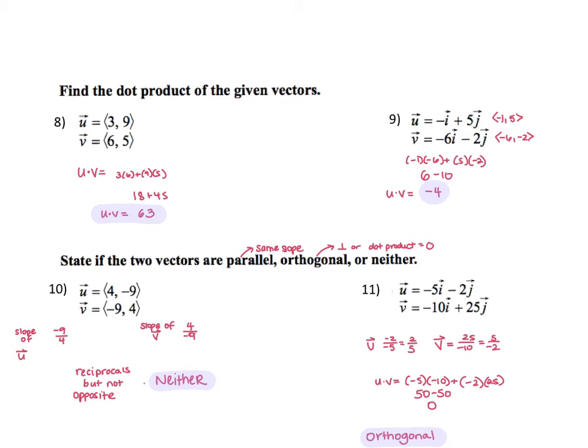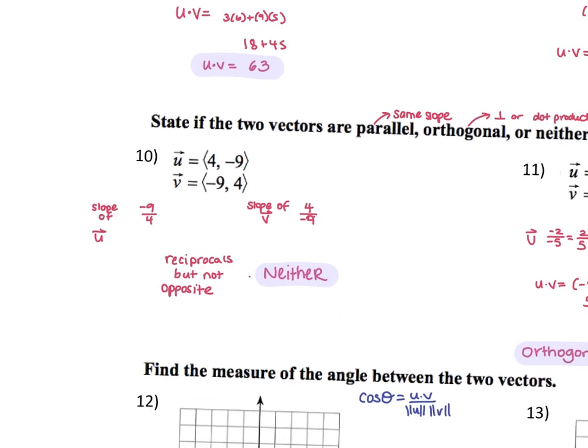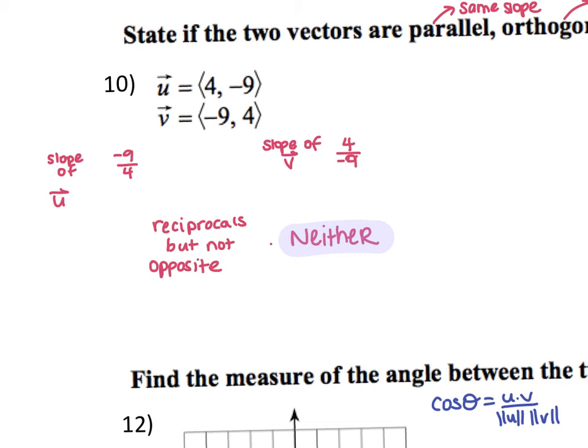And then 10 and 11 were the relationship between the 2 vectors. Are they parallel, are they orthogonal, or neither? So remember, parallel, we want to compare their slopes. If you look at a vector in component form, that's change in x, comma, change in y. You can put either one over either as long as you're consistent. But if I wanted to find the slope of u, I would have put the change in y over the change in x, which is -9 over 4. The slope of v is 4 over -9. They are reciprocals, but they're not opposites. So they either have to be exactly the same or they have to be opposite reciprocals, which means that this is neither. So there's one way to check for parallel.